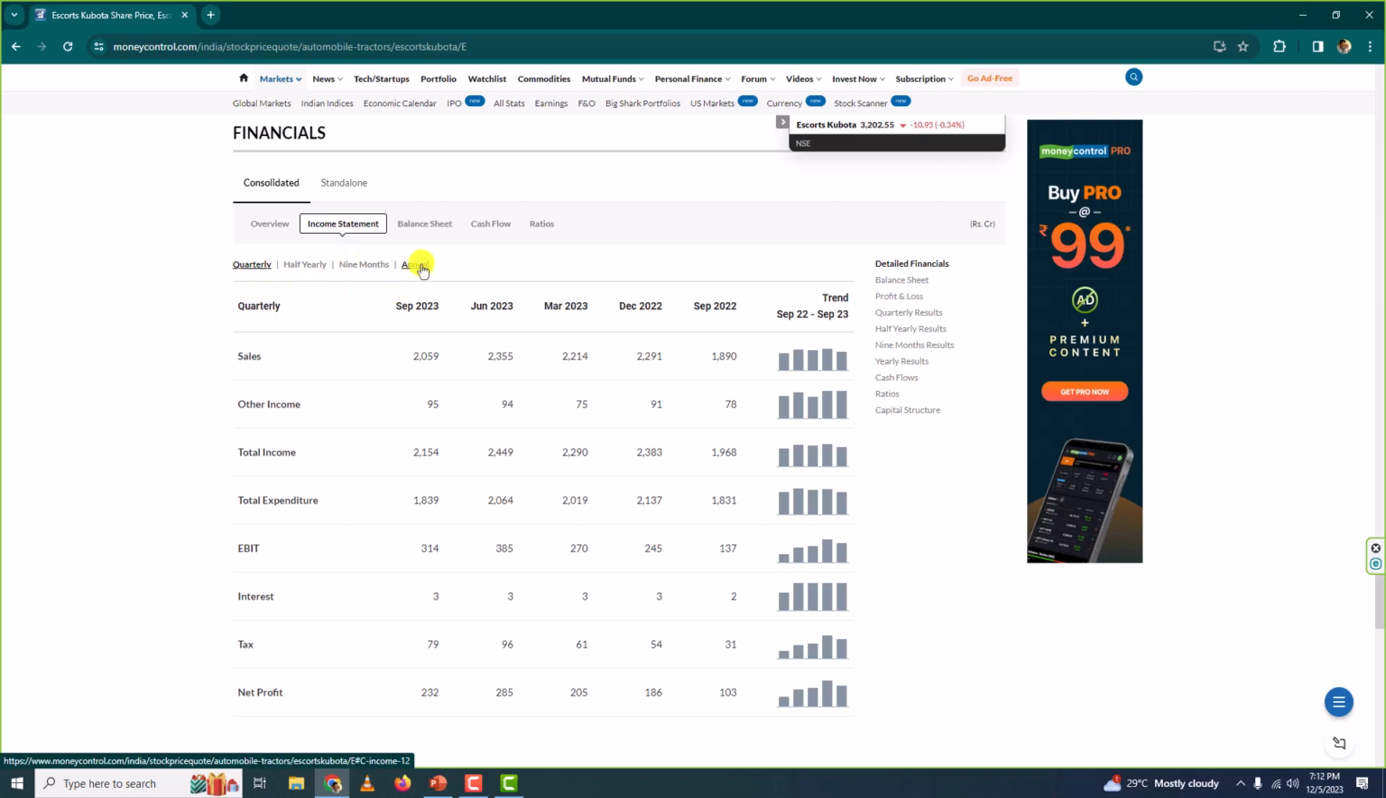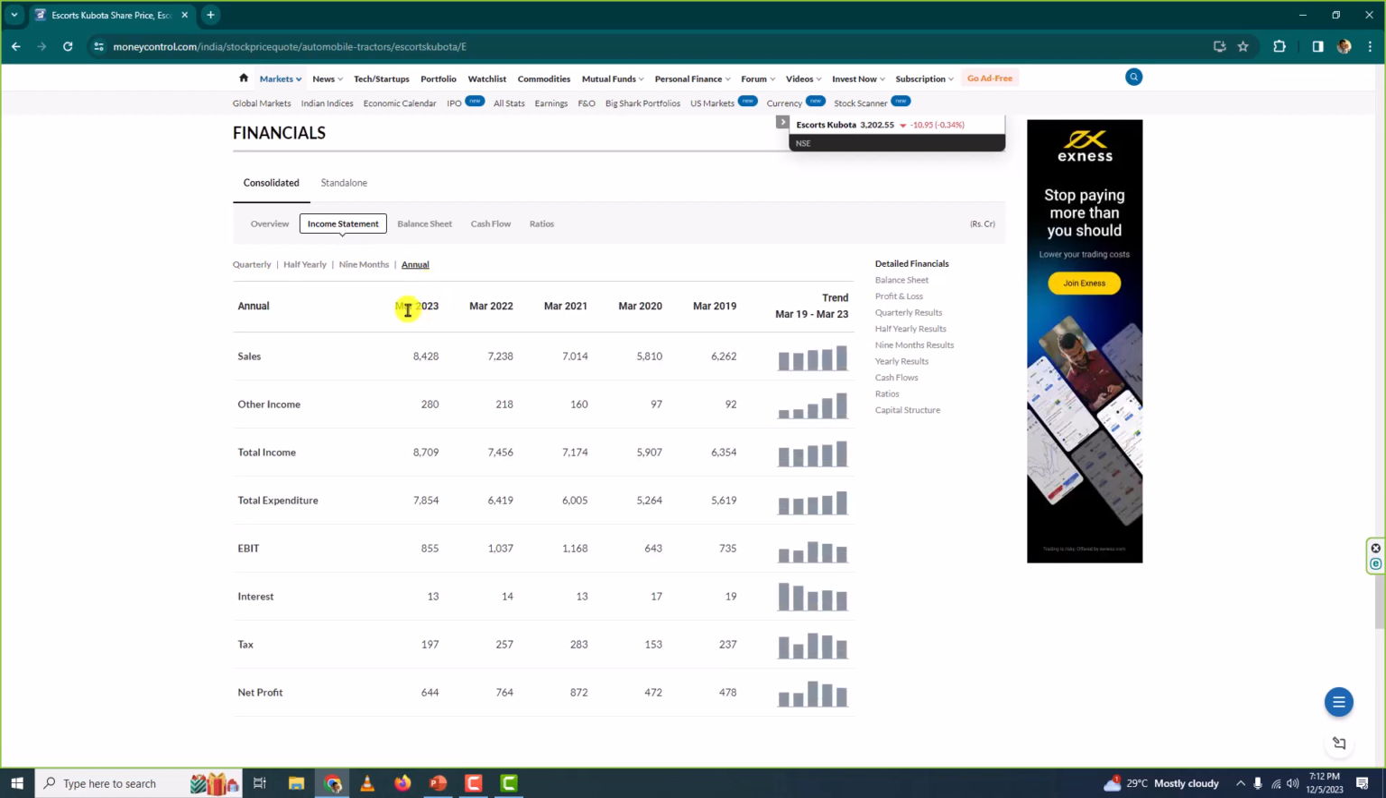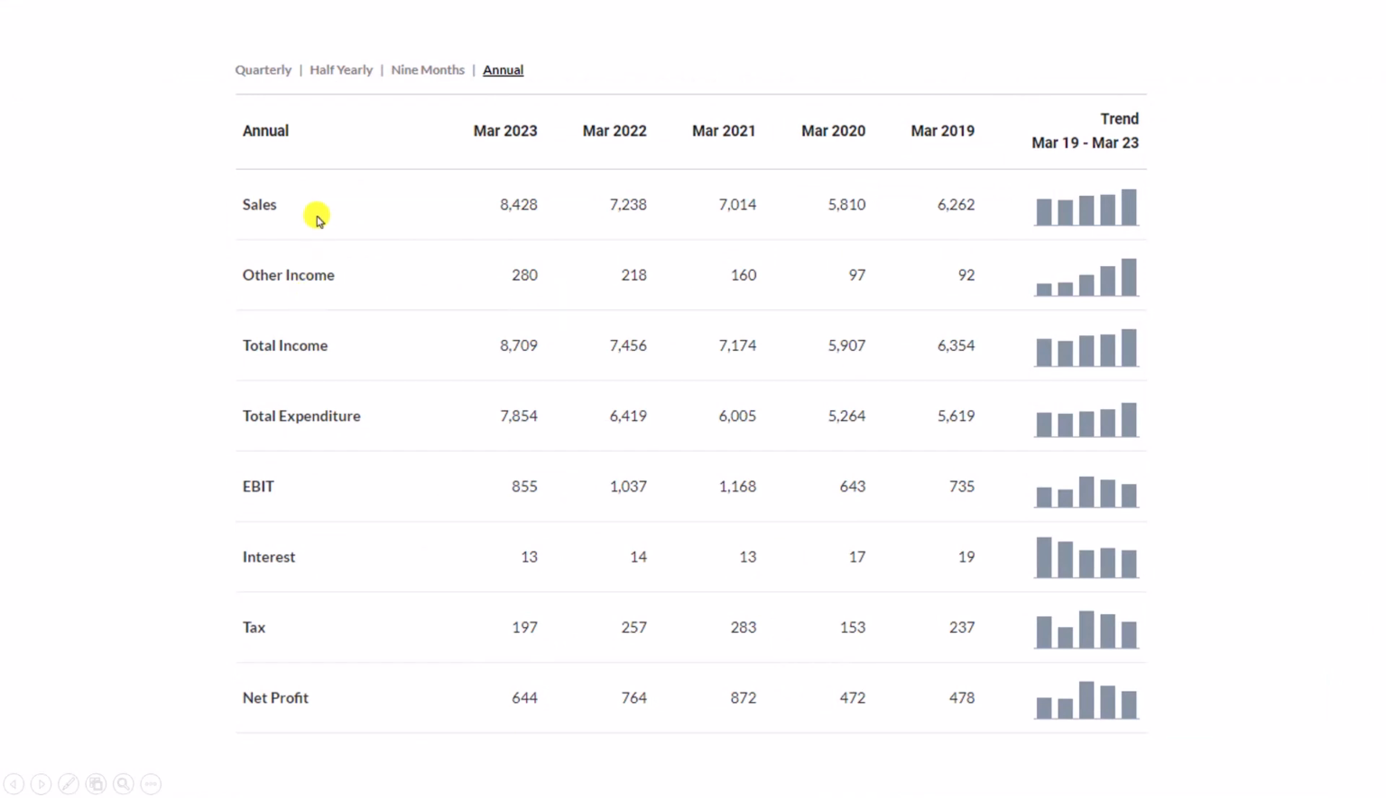we want to look at annual. Here you can see we have 1, 2, 3, 4, 5, details of 5 years. All right, so we will take this and we will analyze. So this is the profit and loss statement of Escorts Kubota.